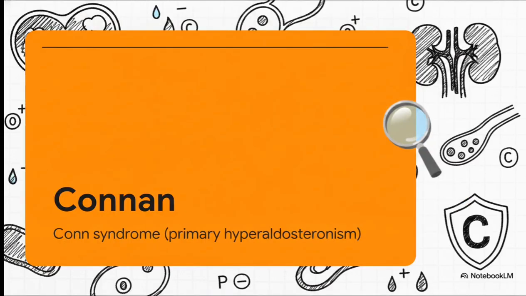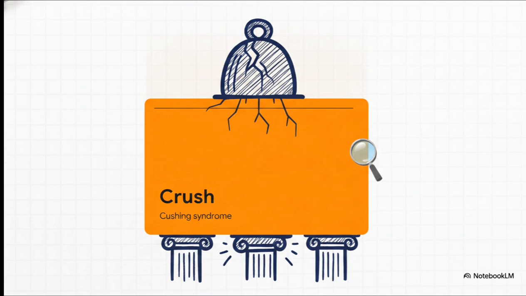Let's break that down. The first part is CON, which stands for Conn syndrome, also known as primary hyperaldosteronism. That's your first C. Whenever you think of the word Con in this memory palace we're building, you instantly link it straight to Conn syndrome. Next up, crush. This represents our second hypertensive cause, Cushing syndrome. The mental imagery here is fantastic. Just picture the high blood pressure literally crushing down on the patient. It gives you a direct, unforgettable link to Cushing syndrome.